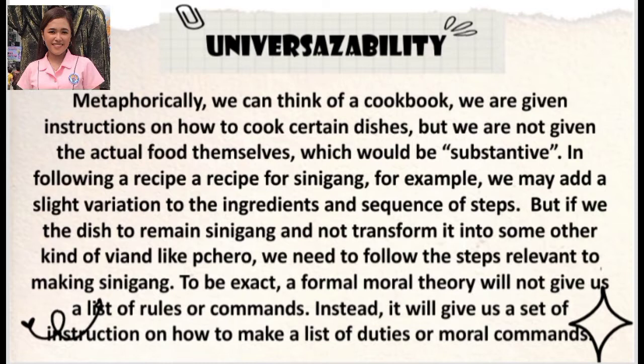In following a recipe like a sinigang, if you follow all the steps, or if you do not wish to follow all the steps and you wanted to have a slight variation to the ingredients and sequence of the steps, then it can be a formal theory. We can remain at sinigang, but we have a slight variation on the ingredients and procedure of cooking the dish. To be exact, a formal moral theory will not give us a list of rules or commands. Instead, it will give us a set of instructions on how to make a list of duties or moral commands.